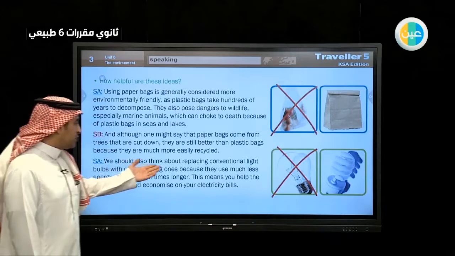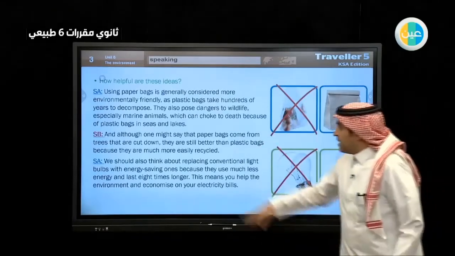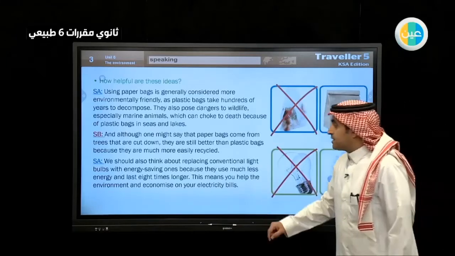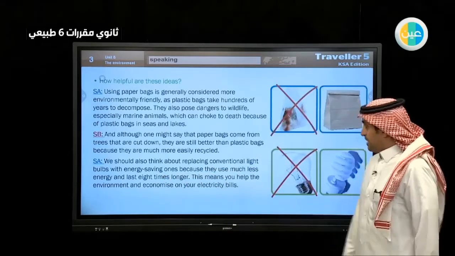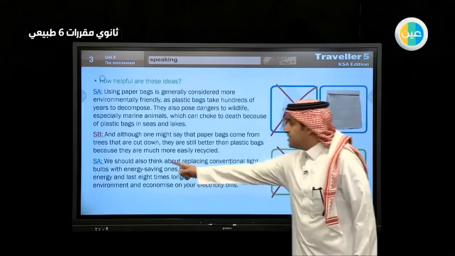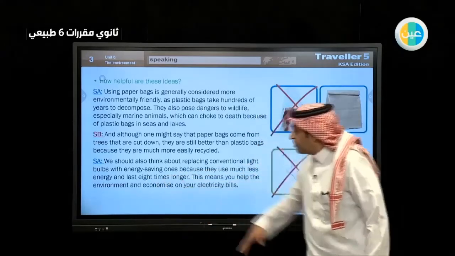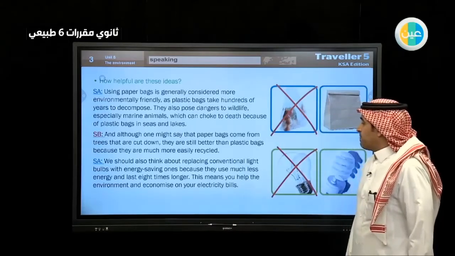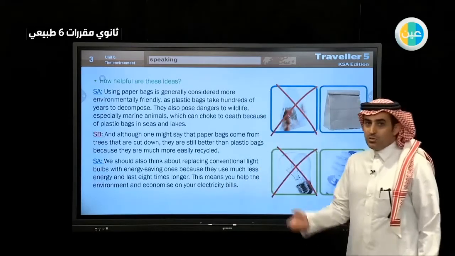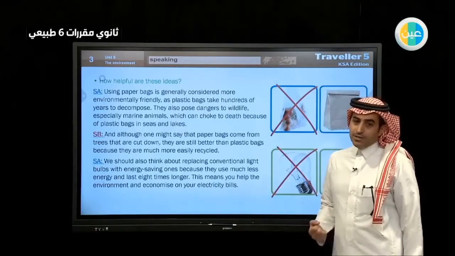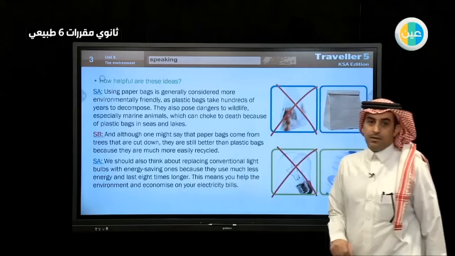Student A: We should also think about replacing, changing, taking the old one and putting the new one, conventional light bulbs with energy saving ones. This is one bulb, and we want to use energy saving ones to use much less energy and last 8 times longer. Yes, it's 8 times longer than this one. This means you help the environment and economize. Economize is a verb. That means you save energy, or when you economize, you save your money from paying the electricity bill, okay?